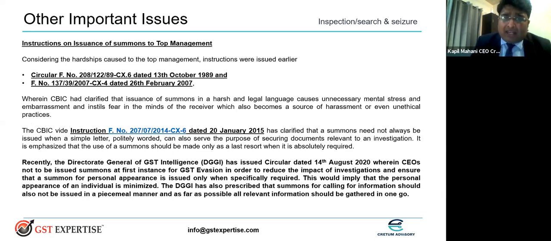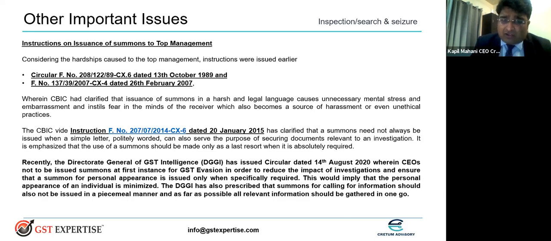The department has said that you should not call for the top management if the information can be asked for and replied to by way of notice, or even by lower management who are regularly involved in the execution of those cases. So circular number 200 of 1989 and then 2007, wherein CBEC has clarified that issuance of summons in harsh and legal language causes unnecessary mental stress and embarrassment and instills fear in the mind of the receiver, which also becomes a source of harassment or even unethical practices.